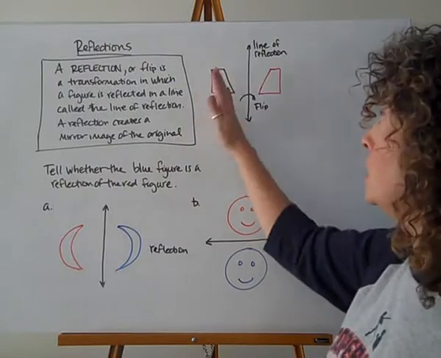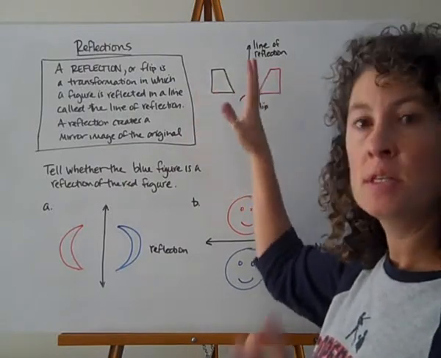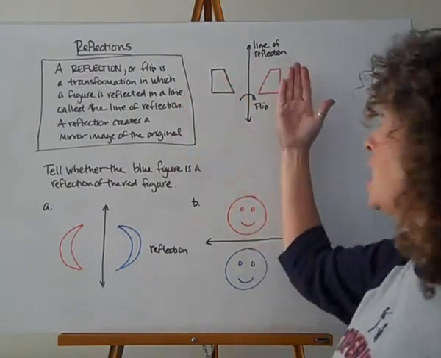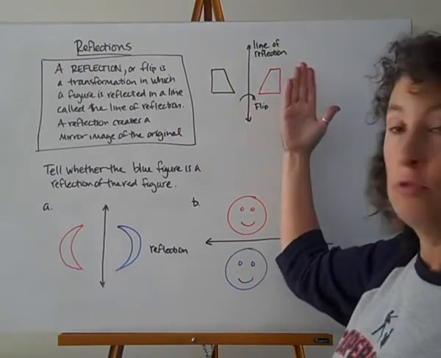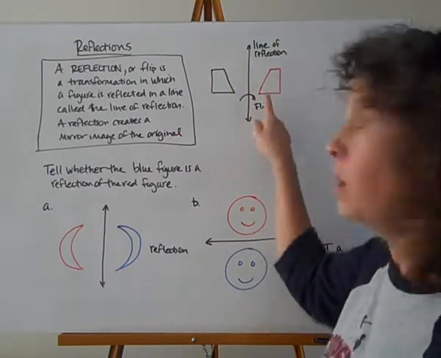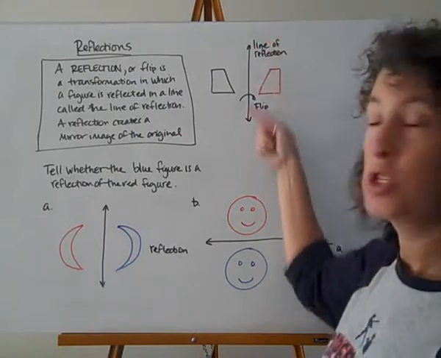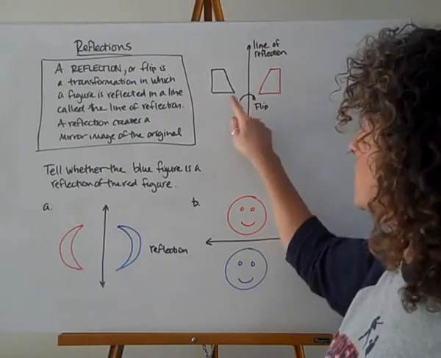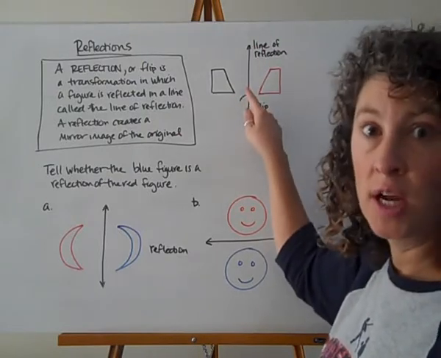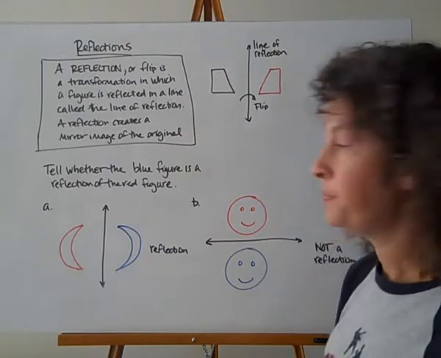So if we think about looking at something in the mirror, everything is in a similar position, same size, same shape, it's just kind of reversed, if we think about it that way, or flipped. And that line of reflection is kind of in the middle. So everything's the same distance from that line of reflection, just on the other side.